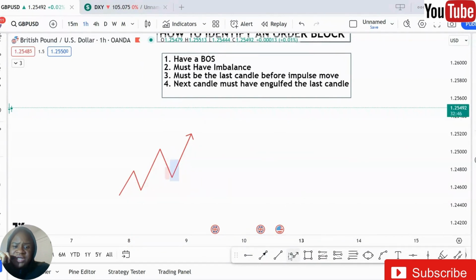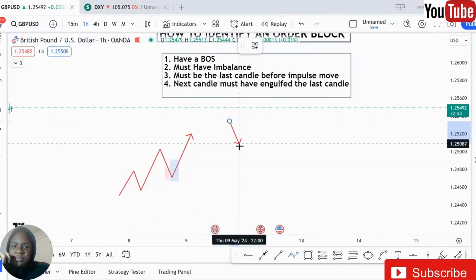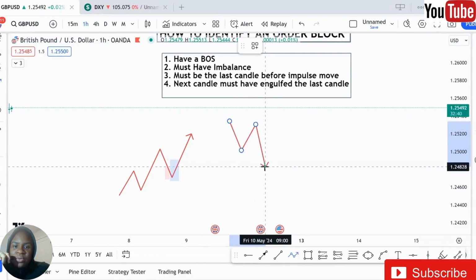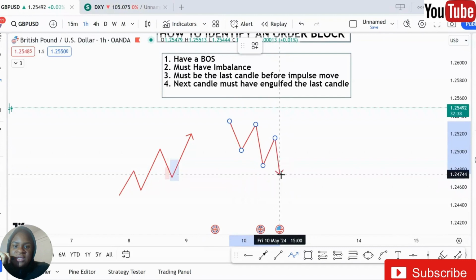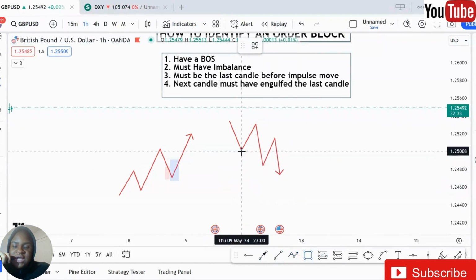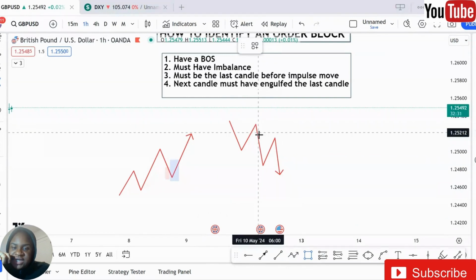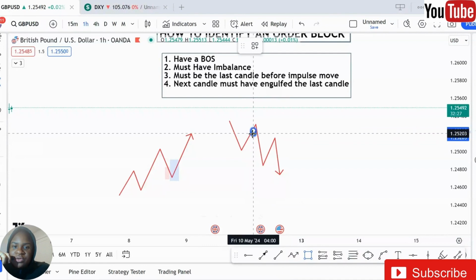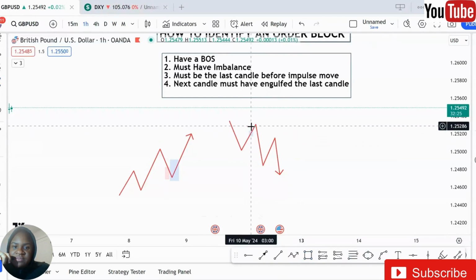Not to waste so much of your time on this video, for a bearish momentum we have lower high, lower low, lower high, and lower low. The same thing here, the last candle before the impulse move. We know that here the market was buying before it changed direction to a bearish momentum, so we had the candle here going up as a buy candle.